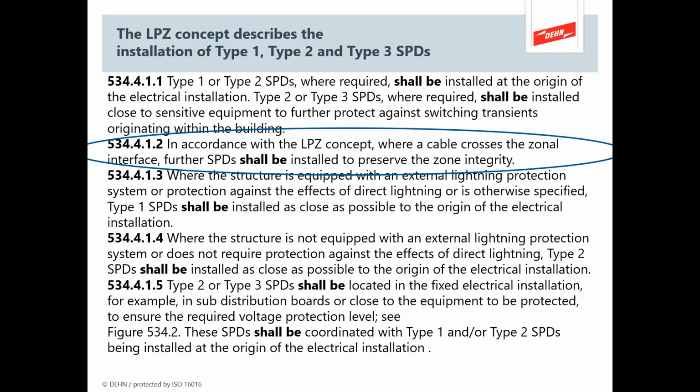What's the point of having a structure which has got external protection, so you've done a good job of protecting it from the effects of a direct hit, and then you bring a cable from the outside in? That's a hole in the Faraday cage. So that's the bit that you actually have to cover using your SPDs.